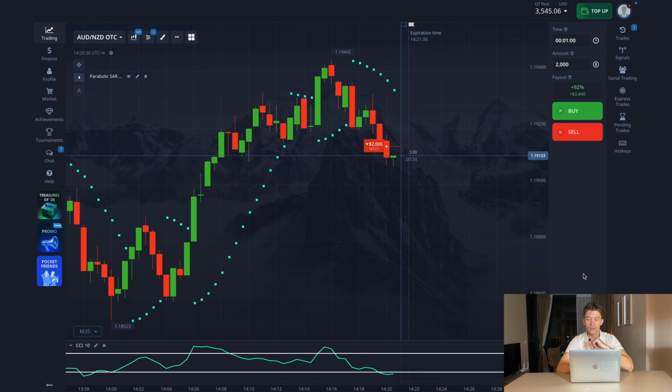And mates, let me remind you once again of one important rule. Always trade only when both indicators point in the same direction at the same time. This type of synchronization significantly increases accuracy and helps you avoid weak and questionable setups.